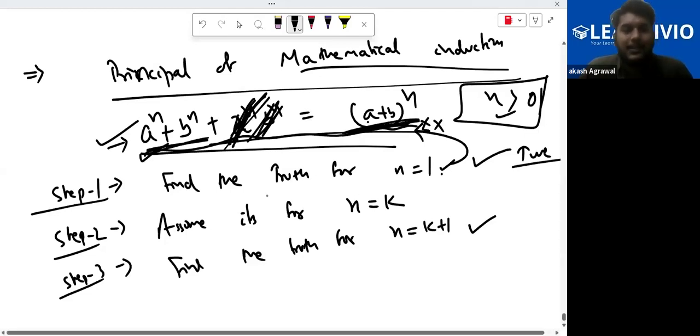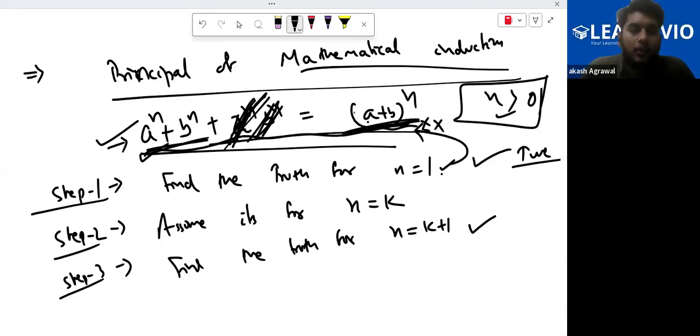Step 2 is, we'll just assume that it is true for n equals to k. So what we'll write, a plus b whole to the power k is equals to a to the power k plus b to the power k. Then step 3 is the most of the hard work. We have to prove that this is true for n equals to k plus 1. So you have to find LHS, you have to find RHS and see if it is true.